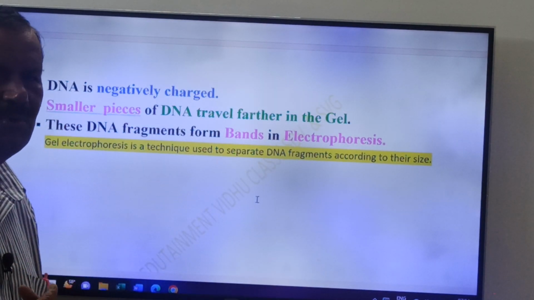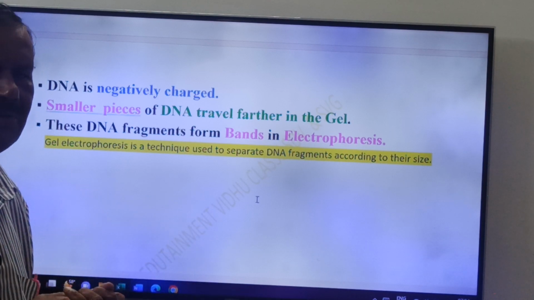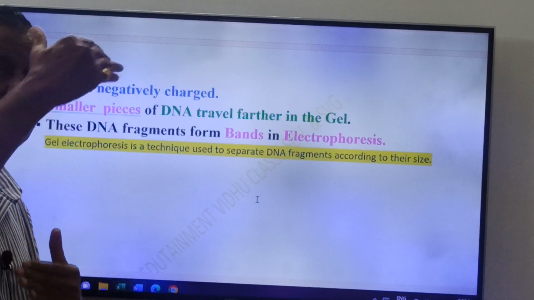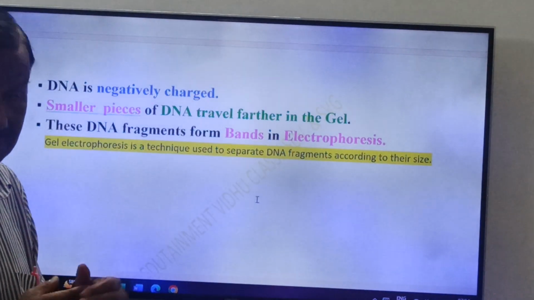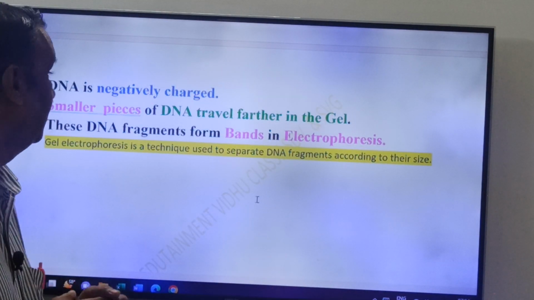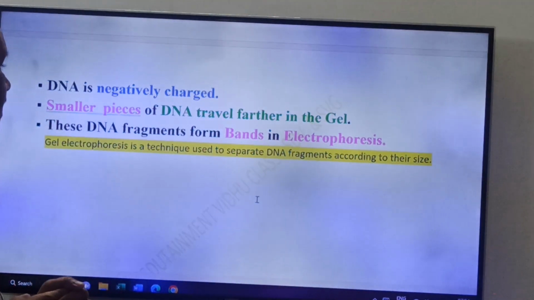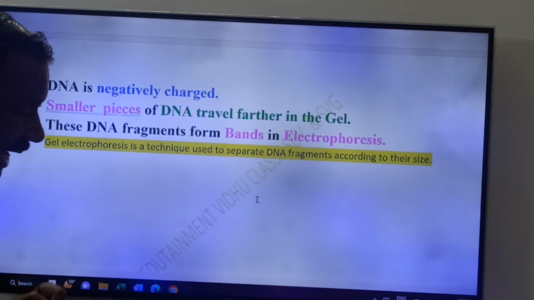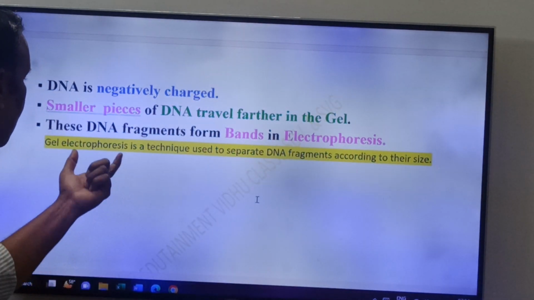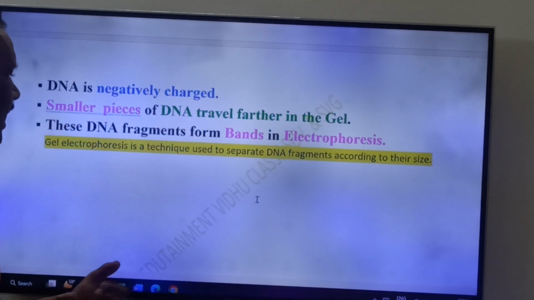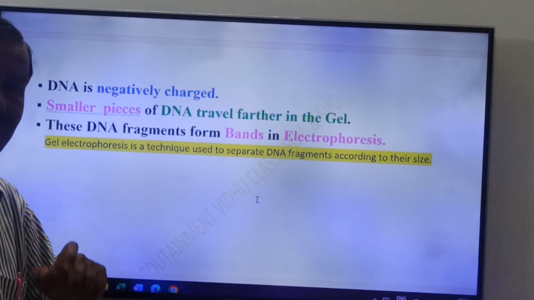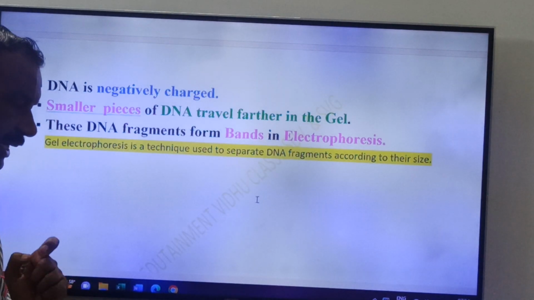So DNA has small pieces and large pieces according to their molecular weight. The small pieces move further in the agarose gel, friends. These DNA fragments form bands in electrophoresis. See friends, what is gel electrophoresis? Gel electrophoresis is a technique used to separate DNA fragments according to their size.